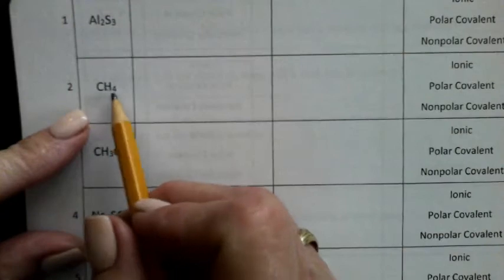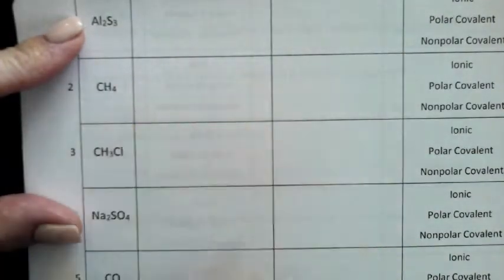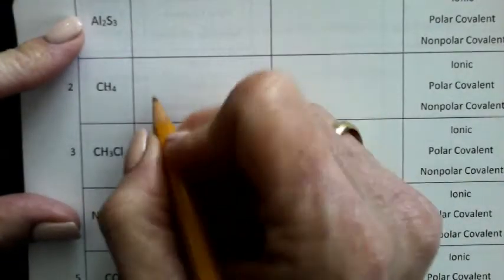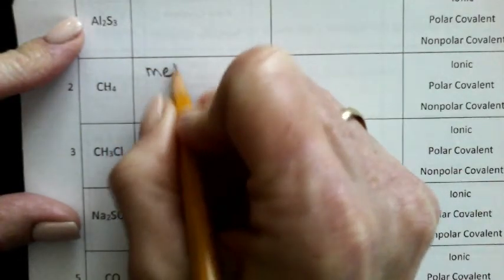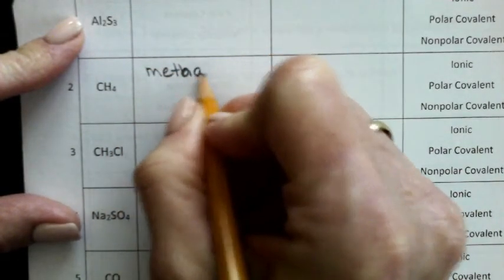Number 2 is real simple. We use this all the time. What's the name of this stuff? It's in your gas jets. Okay, well, street name, methane. M-E-T-H-A-N-E.